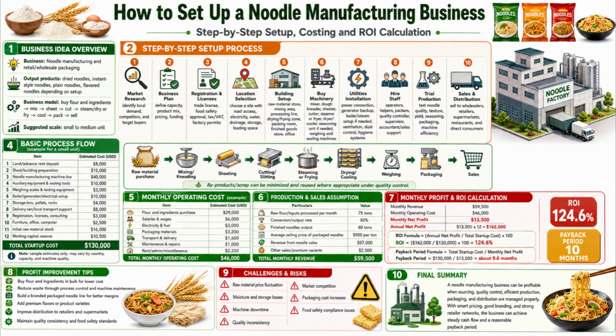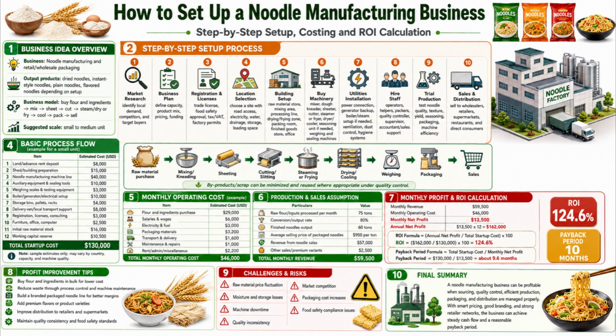Next, market research is very important before starting. You need to identify local noodle demand, competitor prices, customer taste preferences, and target buyers. Your target buyers can include wholesalers, retailers, supermarkets, restaurants, food shops, and direct consumers. This research helps you decide product type, flavor, packet size, price, and production capacity.